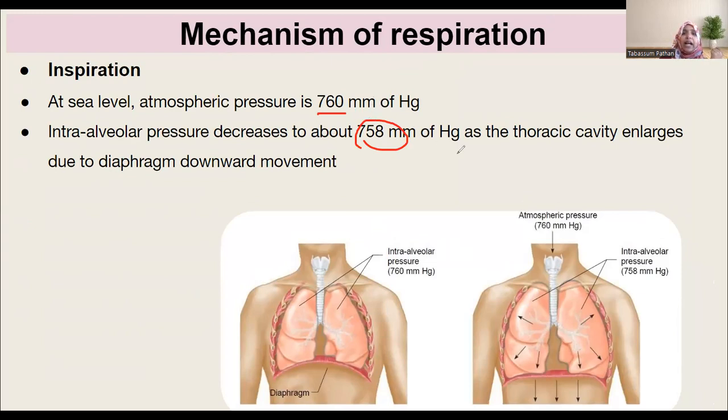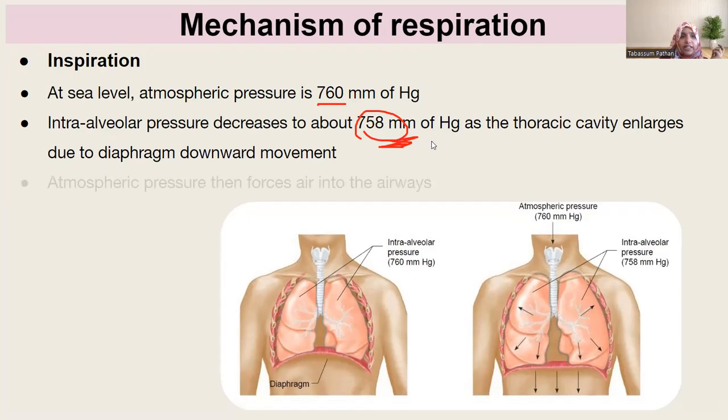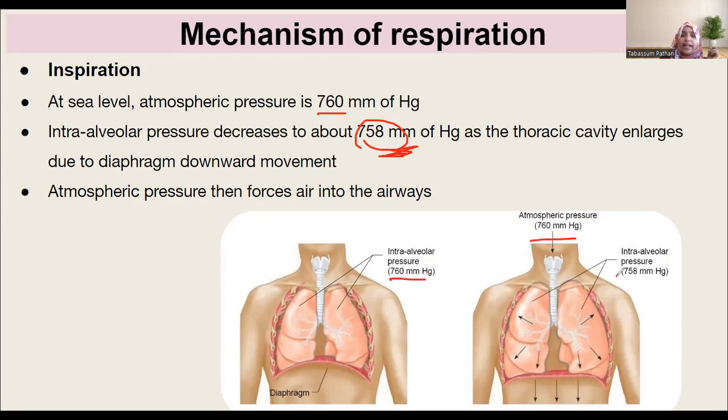When the lungs expand, the intra-alveolar pressure is now decreased, and then the atmospheric pressure forces the air into the airways. Initially it was at 760, then when you are inhaling, it drops down to 758.